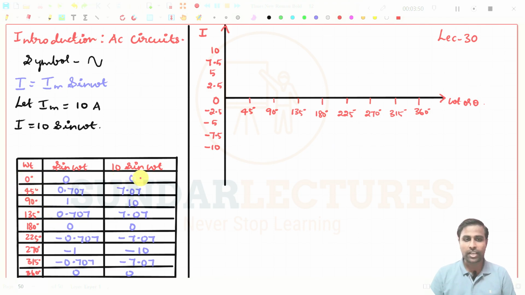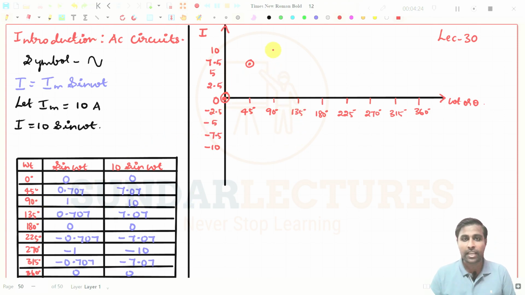So for 0 degree, I am getting 0, right? For 0 degree, I am getting 0. So I will mark down the points. For 0 degree, I am getting the value as 0. So this will come here. And for 45 degree, I am getting 7.07, maybe around 7. So at 45 degree, it will be around here, right? So I will draw like this. It will come like this, and then for 90 degree it has become 10.